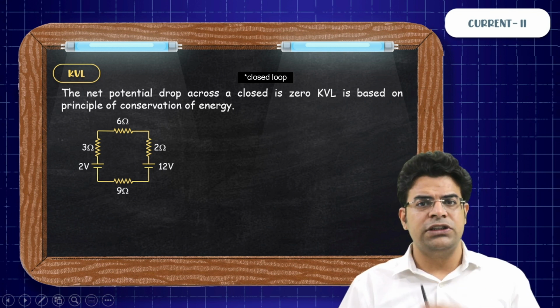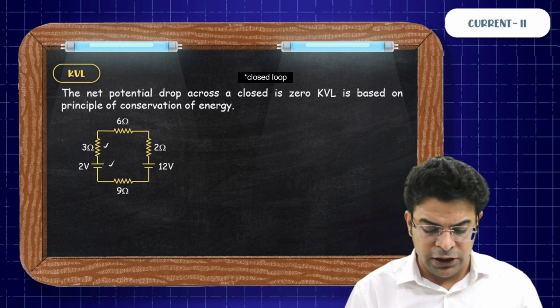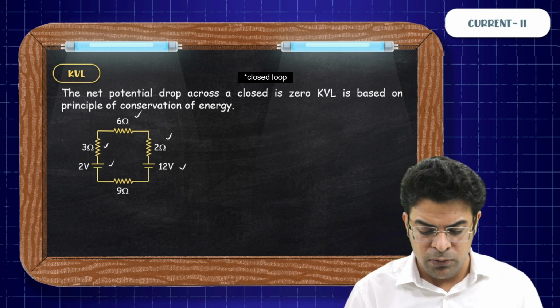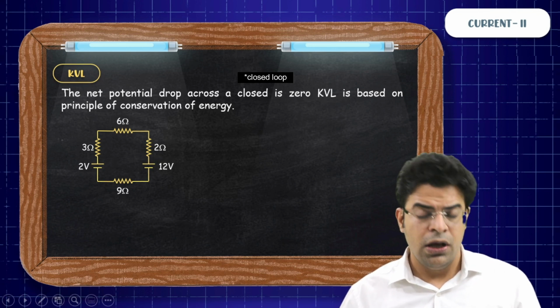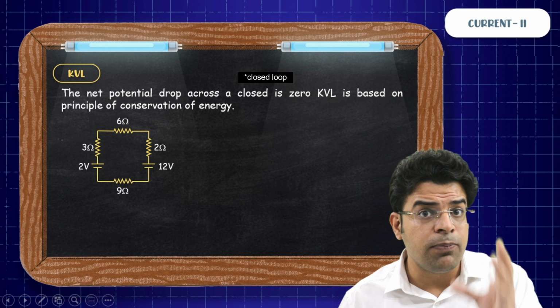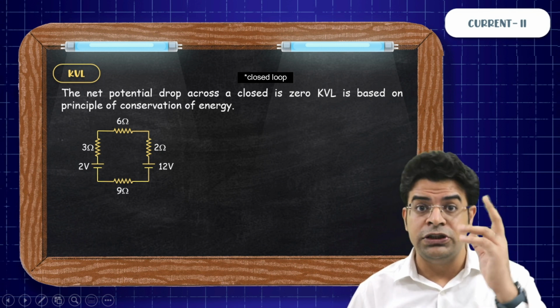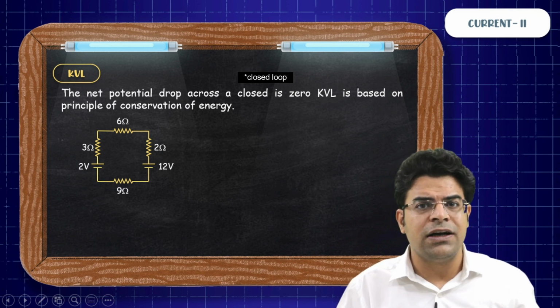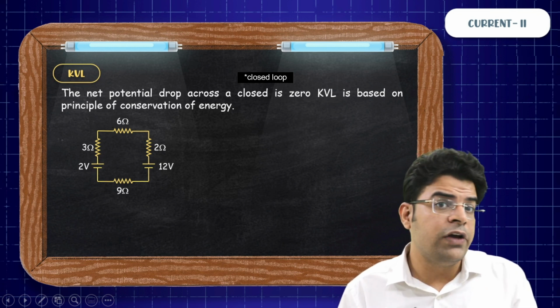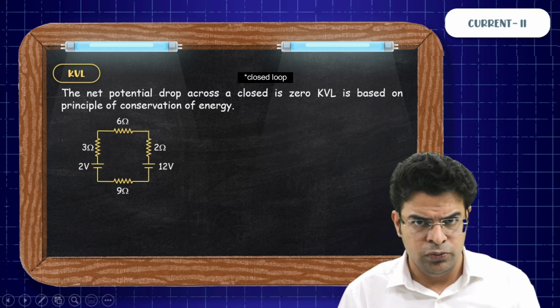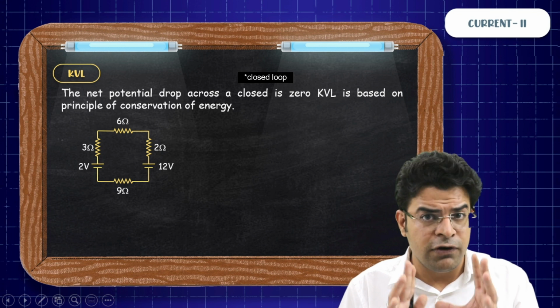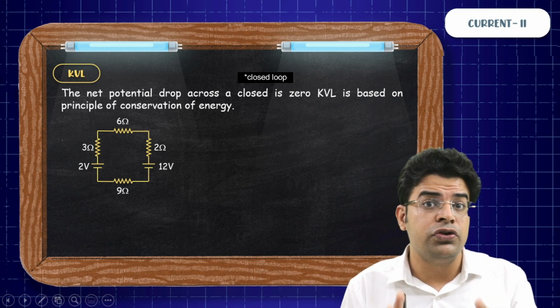Let's say we have got this type of circuit. We have got resistance of 3 ohm, battery of 2 volt, resistance of 6 ohm, 2 ohm, 12 volt, 9 ohm, and so on. Now, the statement says that the net potential drop across a closed loop is zero. But I don't know what is the current in this circuit. Using KVL, I can find out the current in this loop. There are easier methods, better methods. We will learn all of them where you will never have to use KVL.